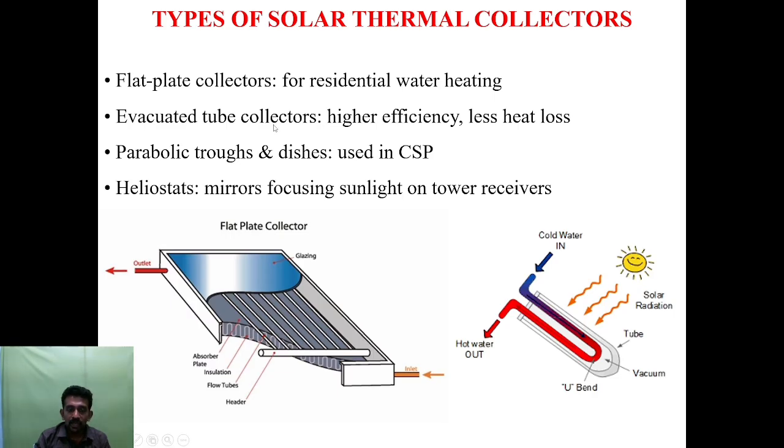Next is the evacuated tube collector, which has higher efficiency and less heat loss. The cold water is given in, and the radiation from the sun is absorbed in this area, and slowly the cold fluid entering becomes hot. After this U-turn it becomes extremely hot, and then it goes out. It has high absorption materials. This is the reason why the cold water becomes hot.